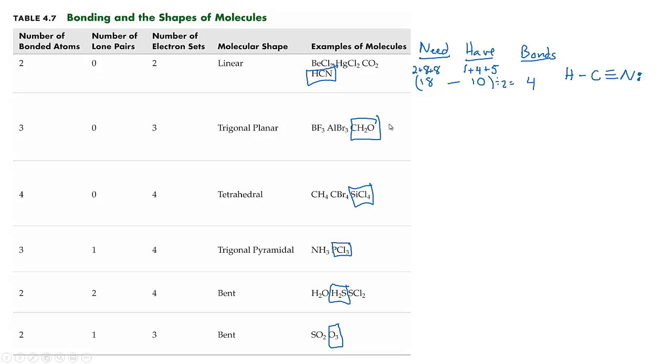For the next one, with the CH2O. Carbon has 4 valence electrons. Hydrogen each has 1, but there are 2 atoms. And then oxygen has 6. So 4 plus 2 plus 6 is 12. Carbon wants to have 8. Hydrogen wants to have 2, but there's 2 atoms, so 2 plus 2 is 4. Oxygen wants to have 8, and that's 20. And then divide by 2 equals 4 bonds.